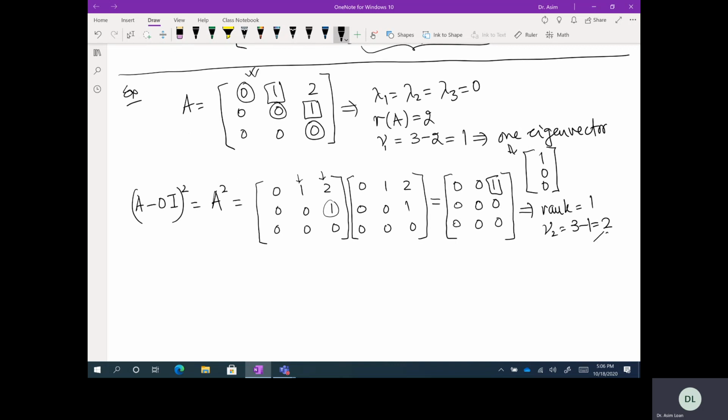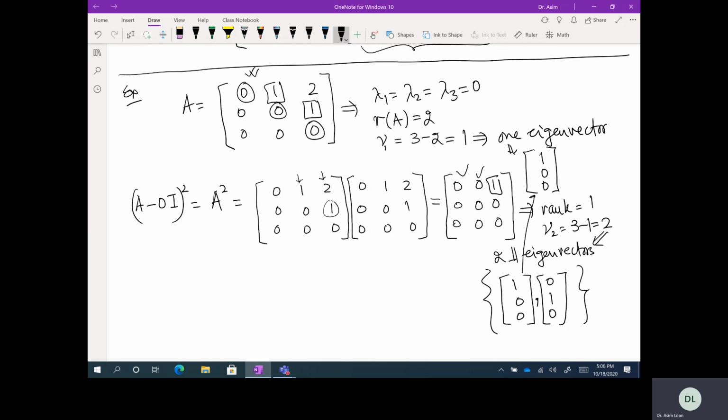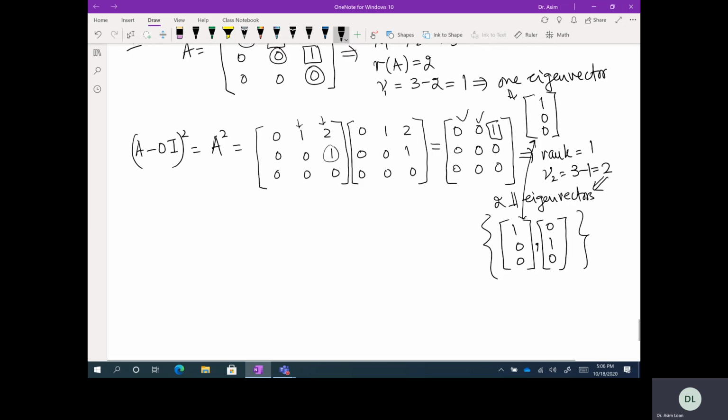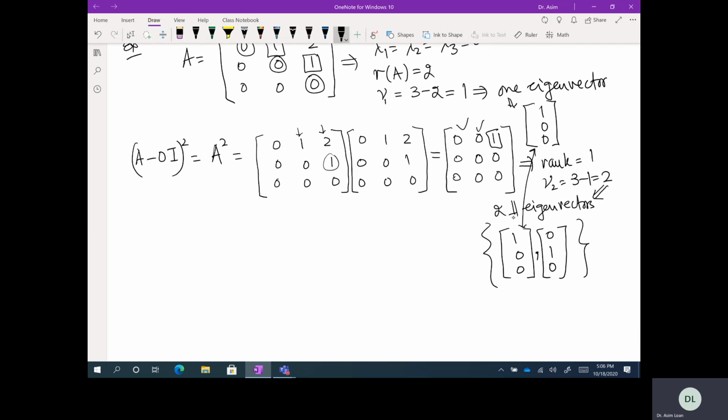And what are those 2 eigenvectors? Those 2 independent eigenvectors are, if I pick this one and this one, the free variables are in the first and the second one. So first and second, 1, 0, 0, and then I have 0 and 0. Okay, so these are the 2 eigenvectors. This is already in here. So again, I need 3 eigenvectors.